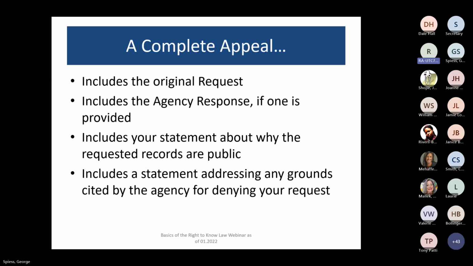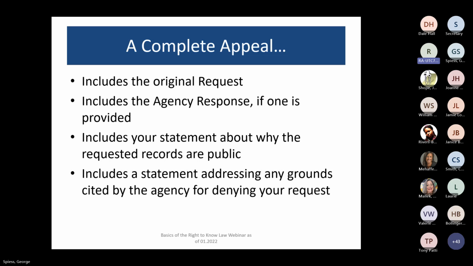If any of these elements is missing, we issue what's called a deficiency order and give the person 2 or 3 days to correct the deficiency. If they fail to do that, we dismiss the case, okay? It gets kicked out. If they are successful in providing all 4 elements, the case gets docketed. When a case gets docketed, it gets assigned a number.